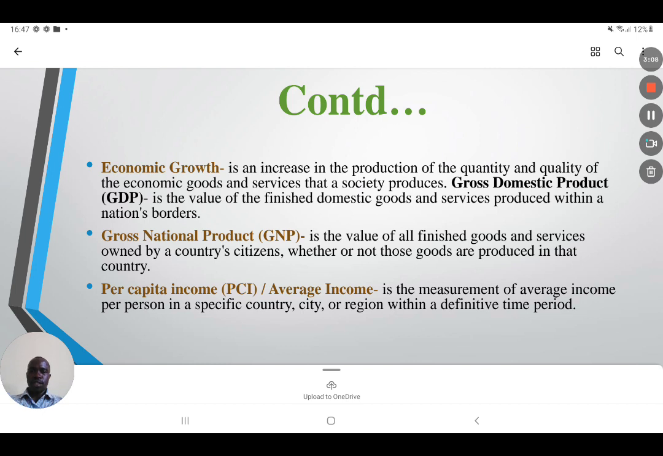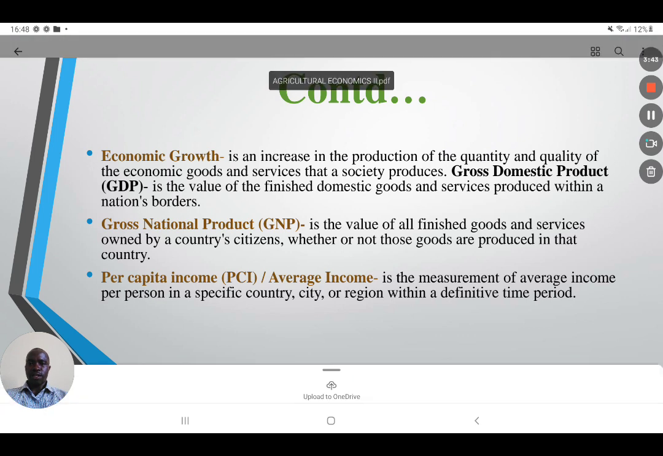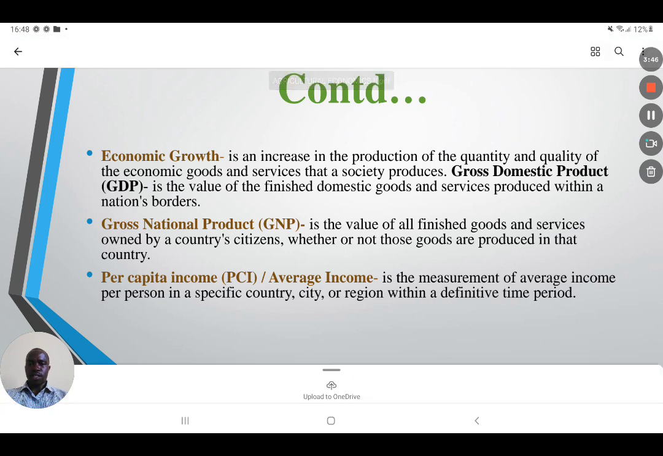Gross national product, the GNP. This is the value of all finished goods and services owned by a country's citizens, whether or not those goods are produced in that country. So the difference between the GDP and GNP is that GDP is the value of all finished domestic goods that are produced locally, whereas GNP refers to the value of all goods of a given nation, including those produced in other countries by the citizens of such a country.